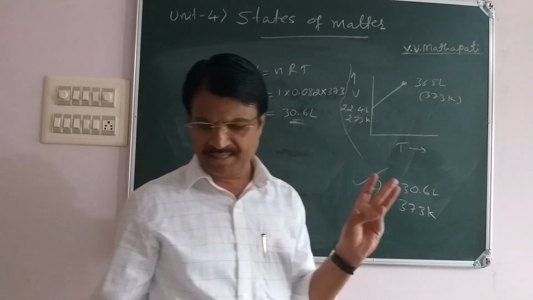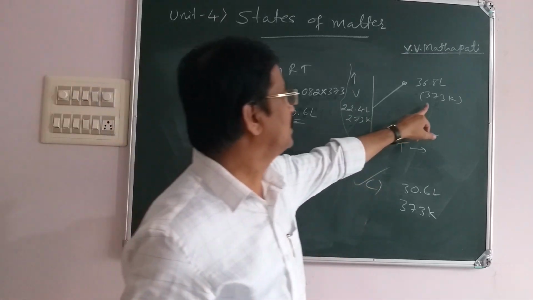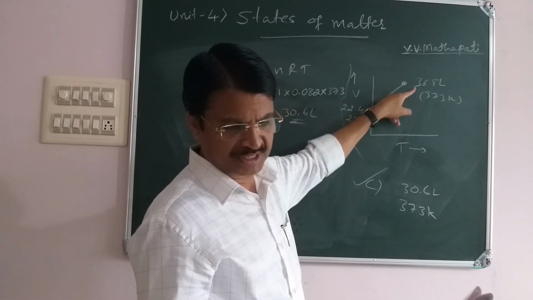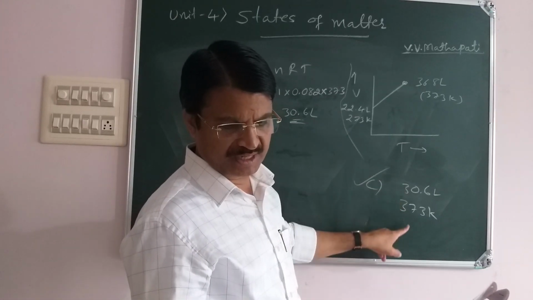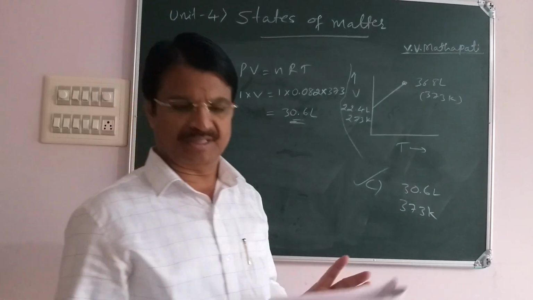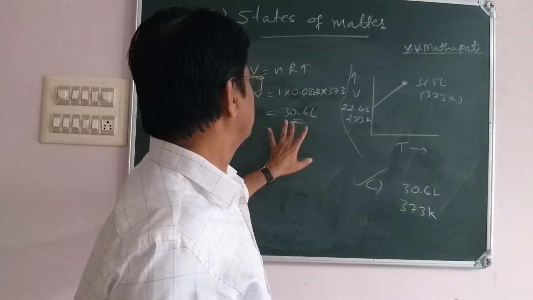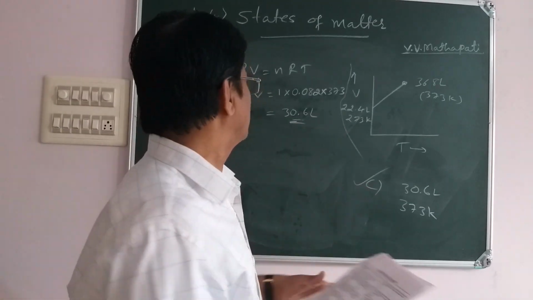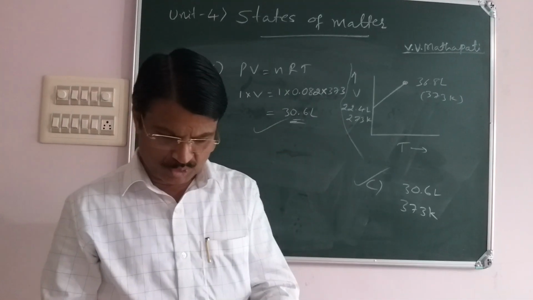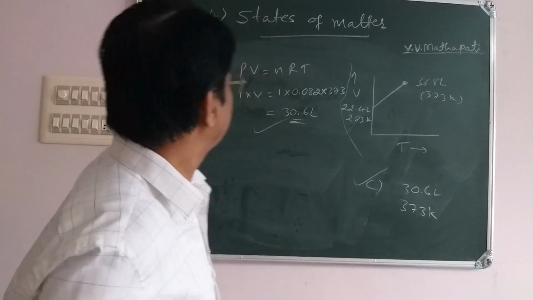In option A, C, D, 373 is given, and option A 36.8, option C 30.6, option D 14.2. But all the three temperatures are the same. Therefore, it matches with option C. So we take option C. Right. Then one more question. Question number 77.